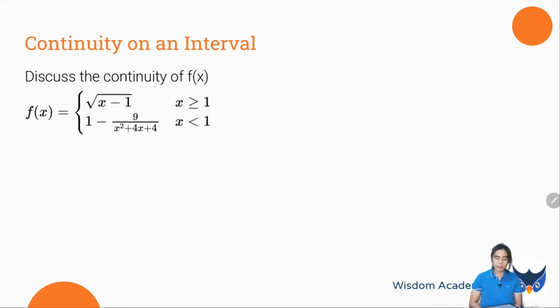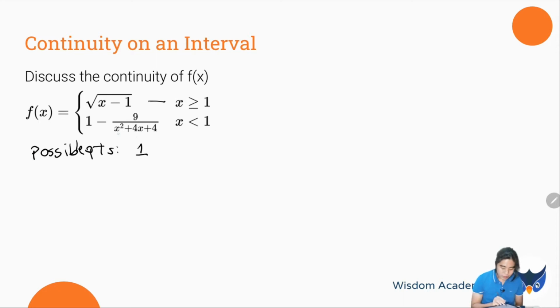So, first step, hanapin natin yung mga possible points of discontinuity. So, square root, maging negative siya if x is less than 1. Pero, this is only for x is greater than or equal to 1. So, dito, walang possible point of discontinuity. Pero, since endpoint ng interval ng piecewise function is 1, so 1 is a possible point of discontinuity.